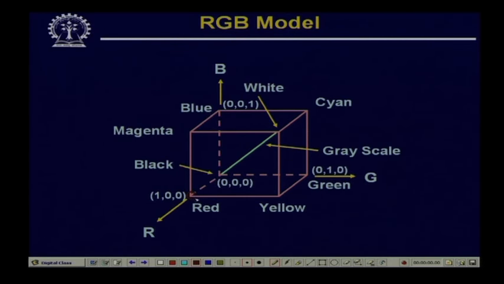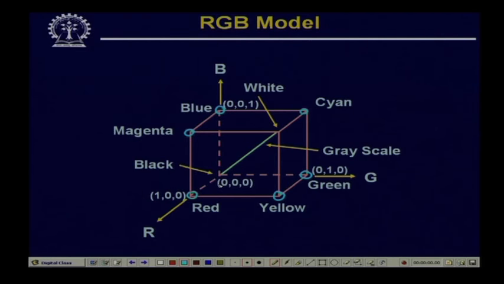So, this is the location which contains the red, this is the location 0, 1, 0 which is the green point, and 0, 0, 1 is the blue point. So, we have this red point, green point and blue point along three corners of a cube in this Cartesian coordinate system. Similarly, cyan, magenta and yellow are at the other three corners of this cube.